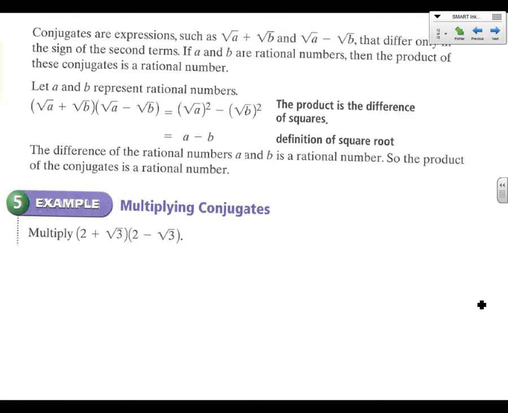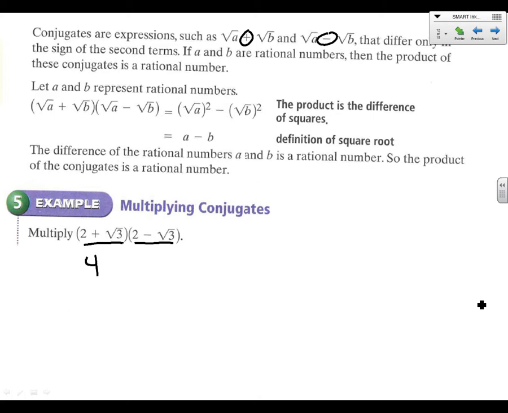Okay, so let's introduce conjugates here. So conjugates are going to be the terms that cancel each other out when you multiply. And the way they do that is it's exactly the same, but instead of an adding, you're doing a subtracting on the other one. So these two terms are conjugates, 2 plus rad 3 and 2 minus rad 3. When we multiply them, let's see what happens.